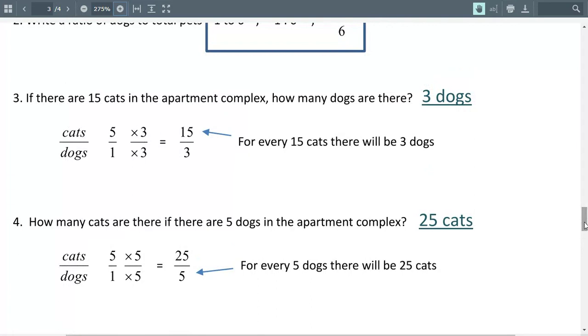Number 4, how many cats are there if there are 5 dogs in the apartment complex? So again, we're comparing cats and dogs. And if you wanted to put dogs on top and cats on bottom, that's fine too. So there are 5 cats for 1 dog. I want to find out for 5 dogs. That means that the bottom term, dogs, has to turn into 5. So 1 times 5 makes 5. 5 times 5 makes 25. For every 5 dogs, there will be 25 cats.